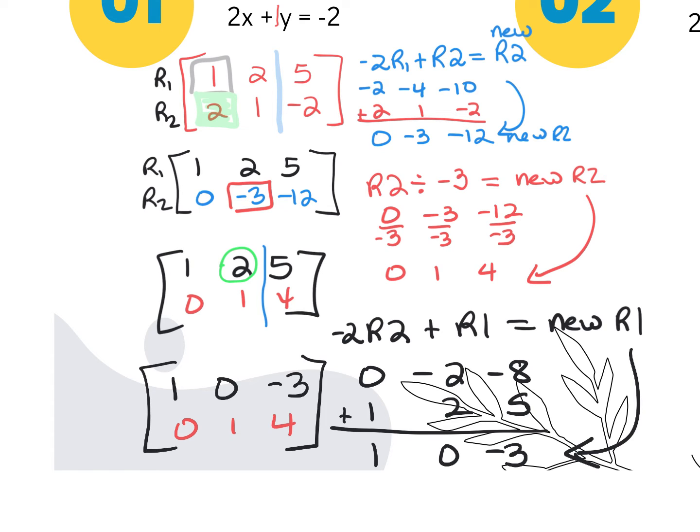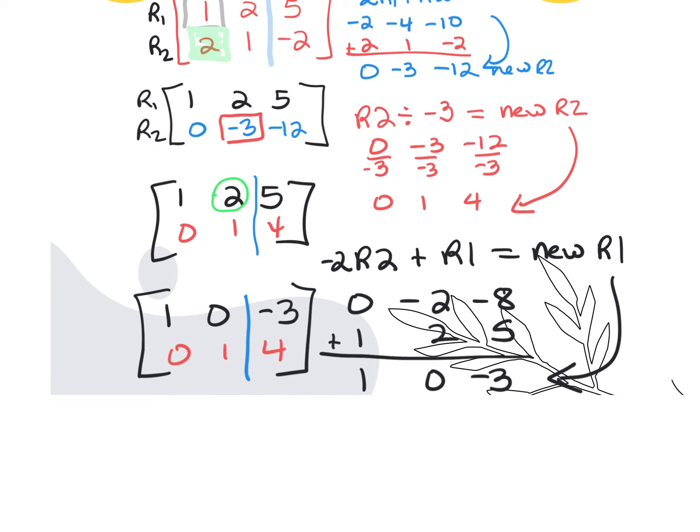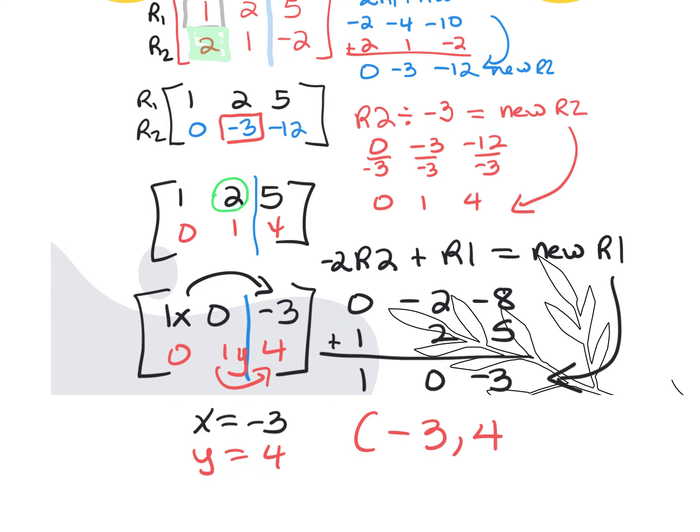And now I'm done. Because if you were to put the variables back, this is x equals negative 3, and this is y equals positive 4. And you're going to write it as ordered pairs.